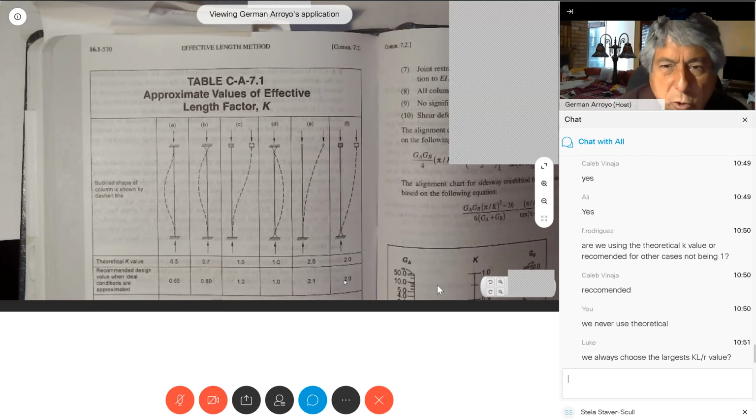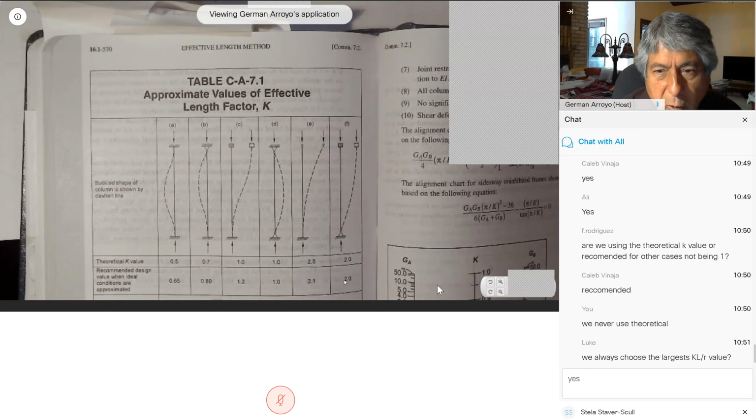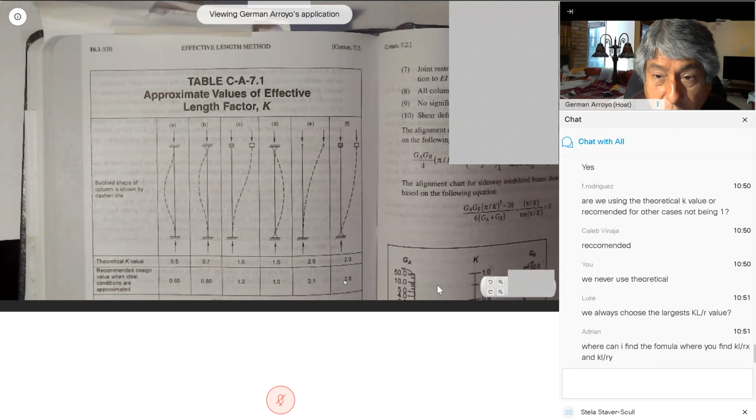Yeah, always the KL over R value. That's the critical one. And with the KL over R value, with the largest one, we find the critical stress. Any other question? And remember, in the column tables in chapter 4, W10, 12, and 14, they always give you the information that you need to compute the KL over R. The formula where you find KL over Rx and KL over Ry.